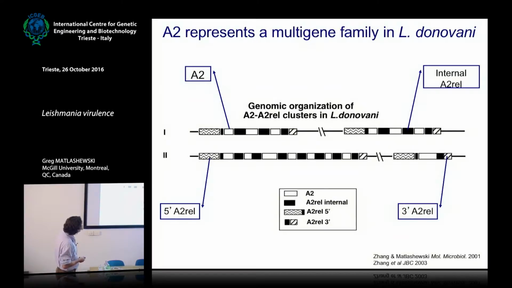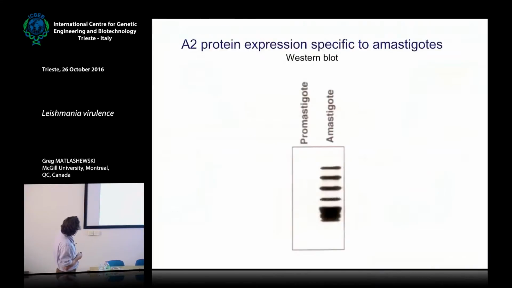So we're starting to move through now to 2000, 2003. So we're starting to move forward in time. And we also developed antibodies against these proteins. We have very good monoclonal antibodies which react against that repeat unit.